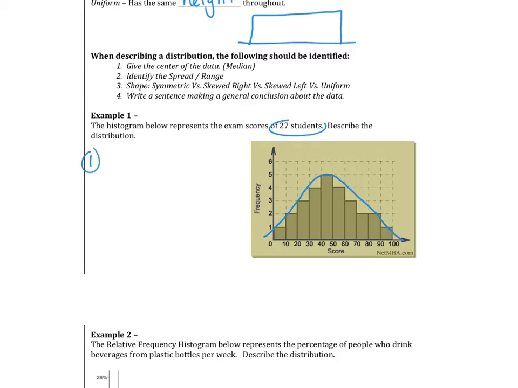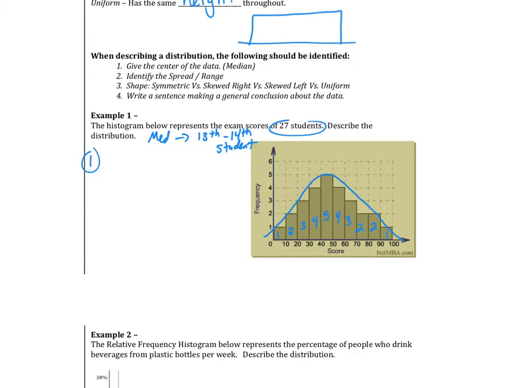So if there are 27 students, what is the middle of 27? The median would be the 13th or 14th student. If there's 27 total and you lined them up, all 27, the middle will be between the 13th and the 14th student. So we have to find the median. So if we count these up, how many students score between 0 and 10? There's 1, there's 2 here, there's 3 here, there's 4, 5, 4, 3, 2, 2, and 1.